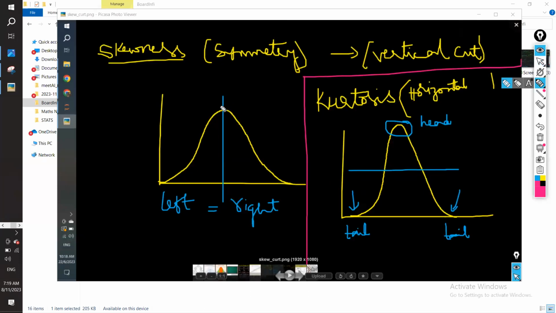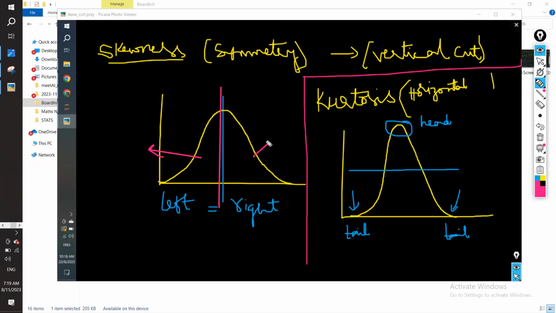That means if you cut the diagram into half, vertically like this, how much is the left side portion equal to the right side portion? That is symmetry. If it's exactly equal, then the skewness will be 0. If it is deviating, you will have some values. But it is just a measure of these two portions.